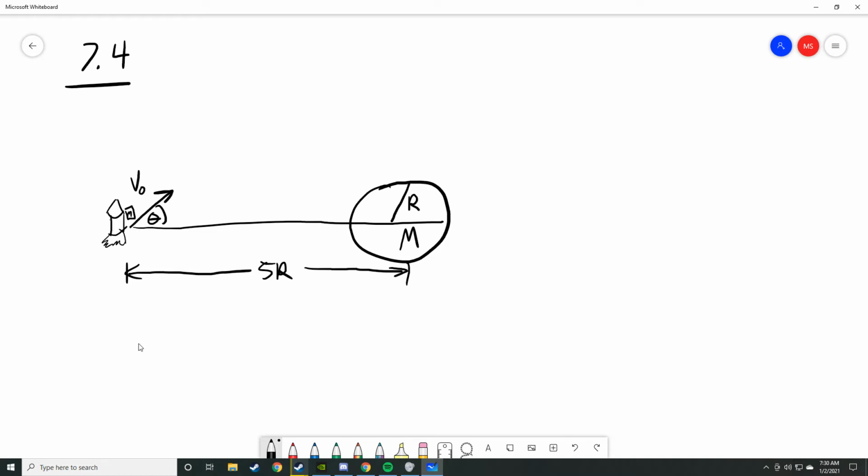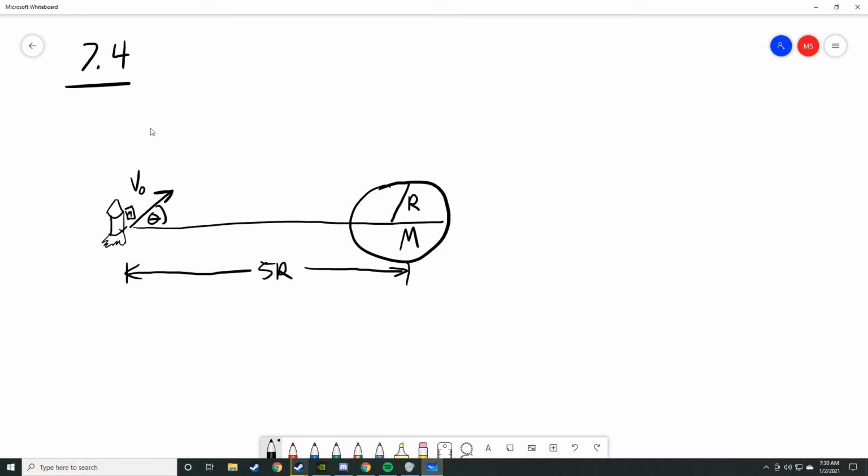Okay, and the question is, for what angle theta will the package just graze the surface of the planet? All right, so you can imagine some trajectories kind of curving toward the planet here. And for what angle theta will it just graze it? Well, we can imagine theta 90 degrees, probably not going to graze it, right? Theta 0 degrees, kind of a direct hit, right? Gravitational field will only help with that.